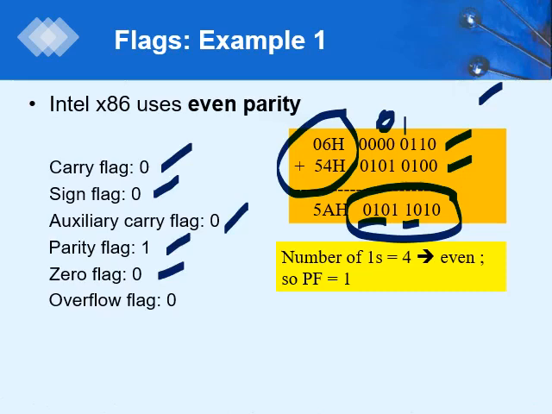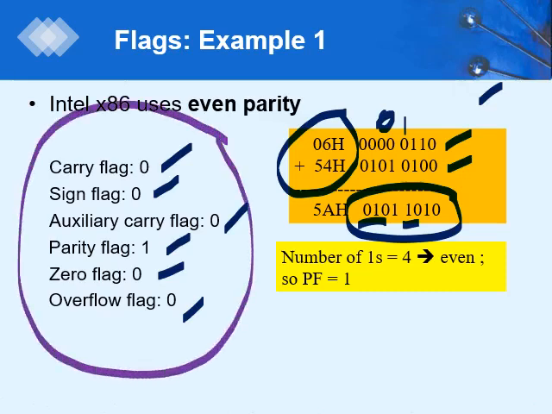Overflow is basically like the carry flag. The difference is that the carry flag is for unsigned and overflow is for signed. There is no overflow here, so overflow is 0. So this result is the condition code that we set in our flag registers depending on our result. We do the addition first, we get the result, and from the result we look at which condition is set and we set it inside the flag registers.